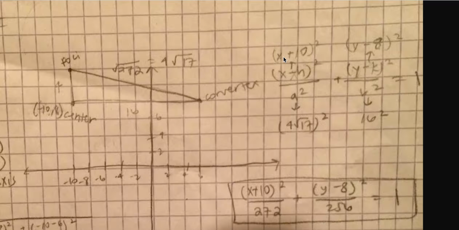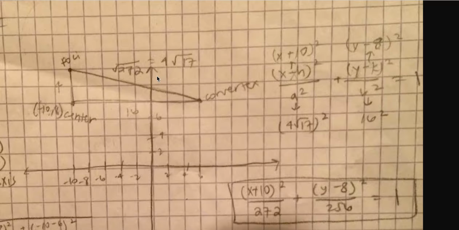So I know that (x minus h) squared is going to be (x plus 10) squared, because that first value is negative 10, and x minus negative 10 is x plus 10 squared. Plus (y minus 8) squared, because obviously you're subtracting here and this is a positive. And now for your a squared and b squared values.